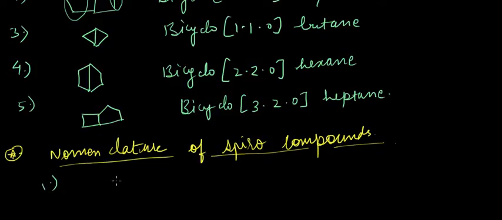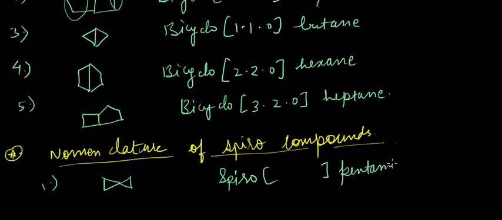So let's have a look at an example. Suppose we have this as our Spiro compound, so its IUPAC name would be Spiro, some brackets, and pentane. Just calculate the total number of carbon atoms in this compound. It would be 5. So pentane. What are the bridge carbons here? 2 and 2. No need to write the third dot, 2 dots are enough and required.